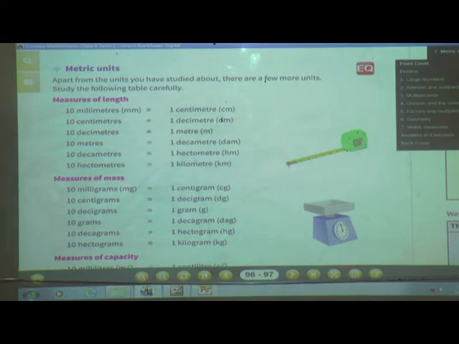This is what I am doing? I am measuring the length of the blackboard, whiteboard. Are you getting? Yes. So now we have to study about this table.